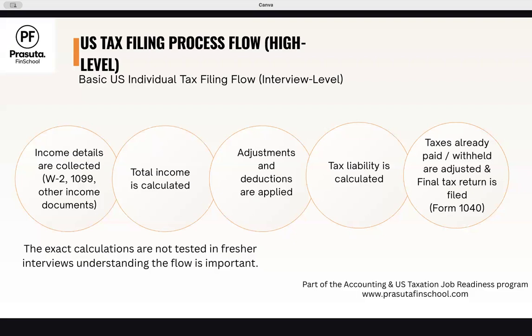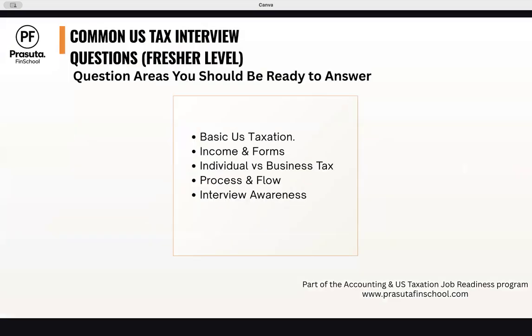This is exactly the same as how we pay tax and how tax is calculated in the Indian system as well, but the forms and the tax names are different for US taxation. So what are common US tax interview questions that a fresher should know?